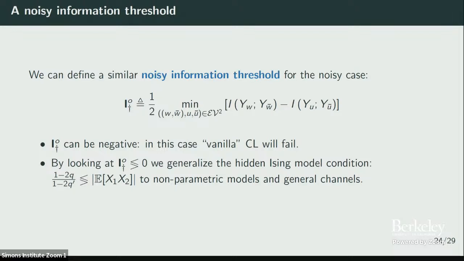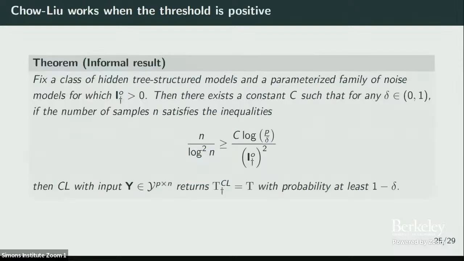And so the question is, if this quantity is positive, how does it relate to the number of samples we're going to need? In particular, if you can do some pre-processing, or post-process the data, so that you force this quantity to be positive, then you can show that Chow-Liu will work on the post-processed data.